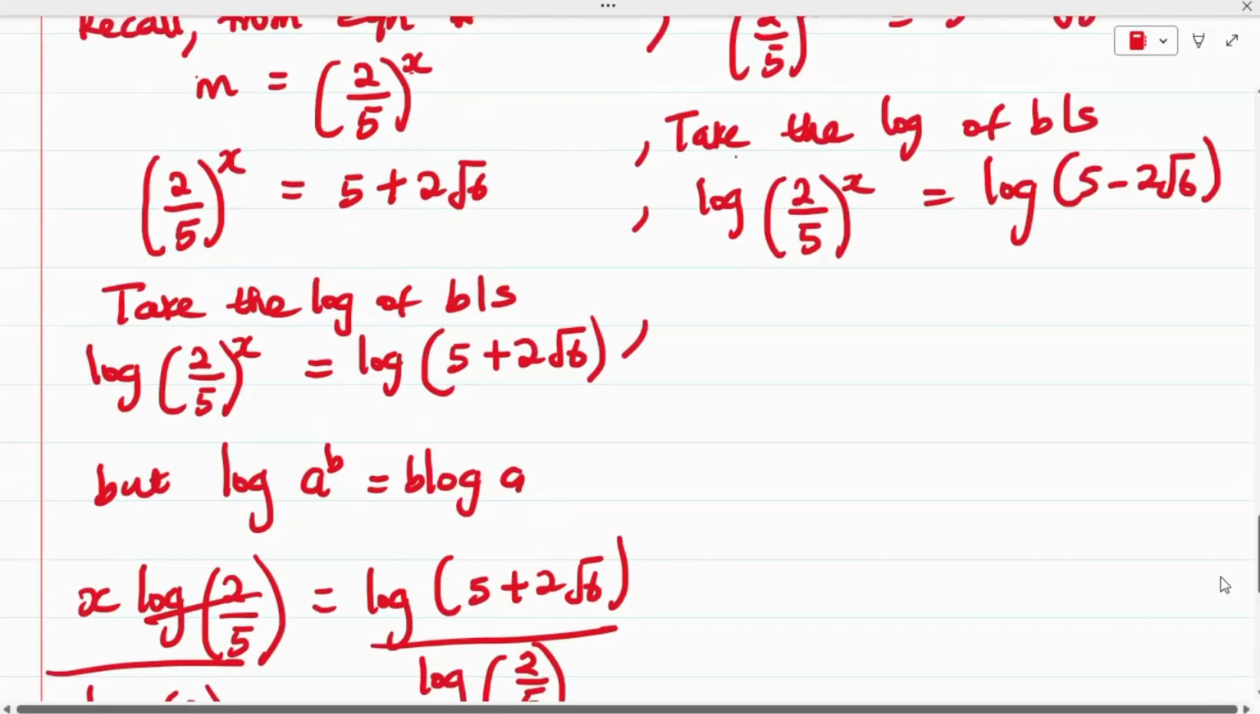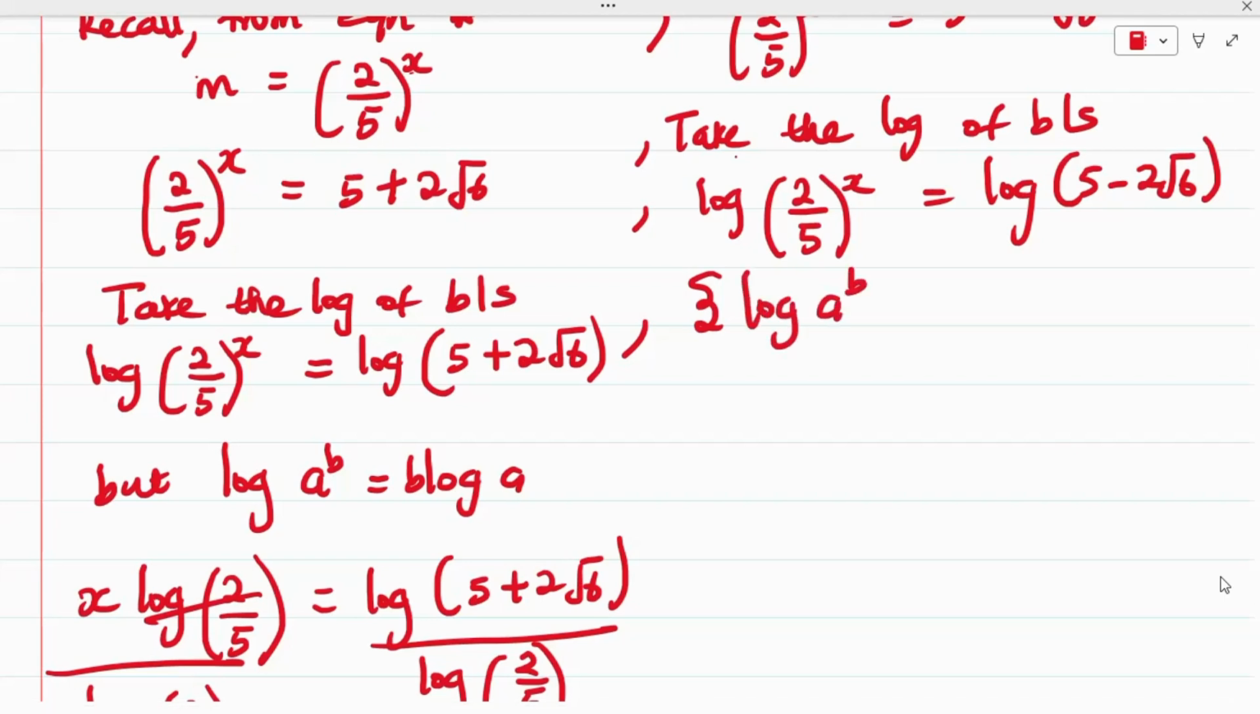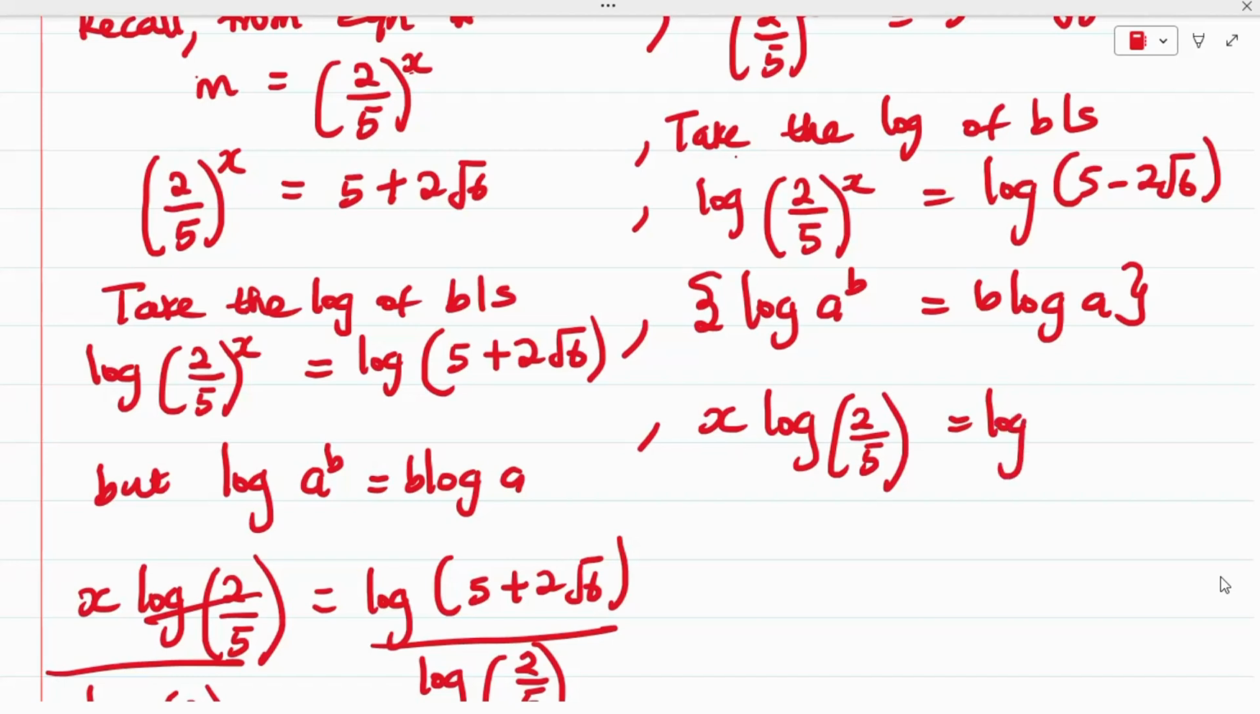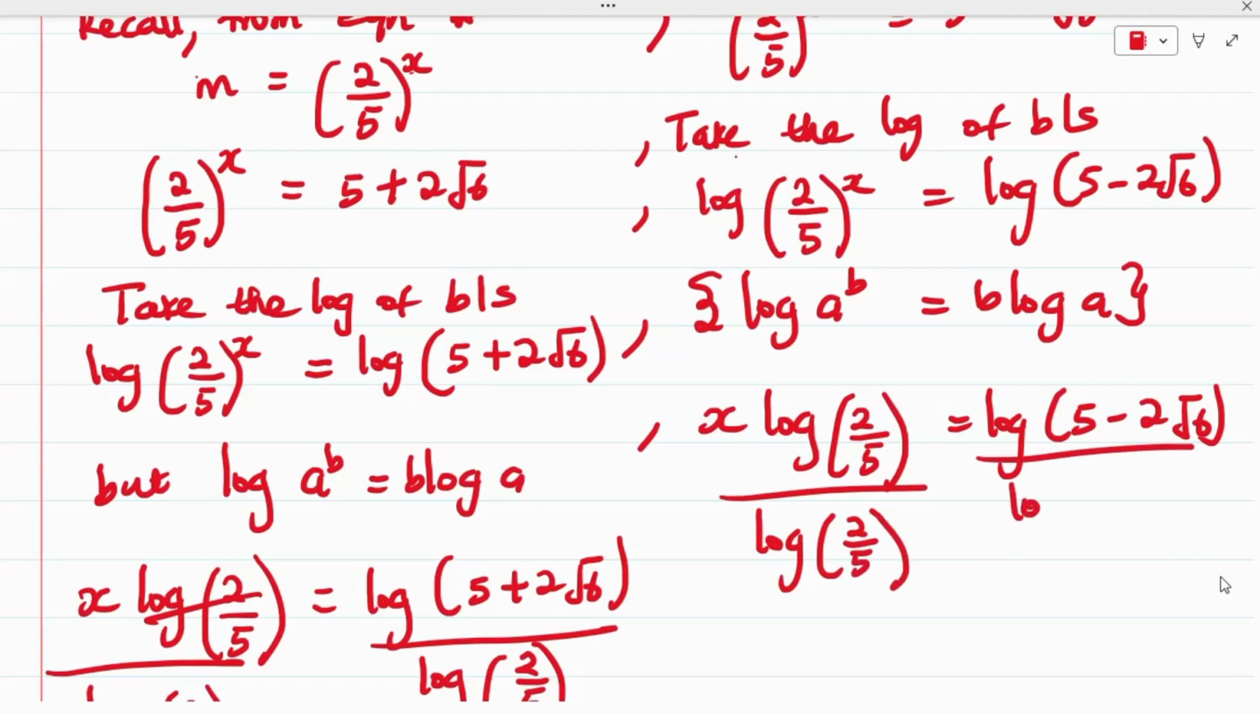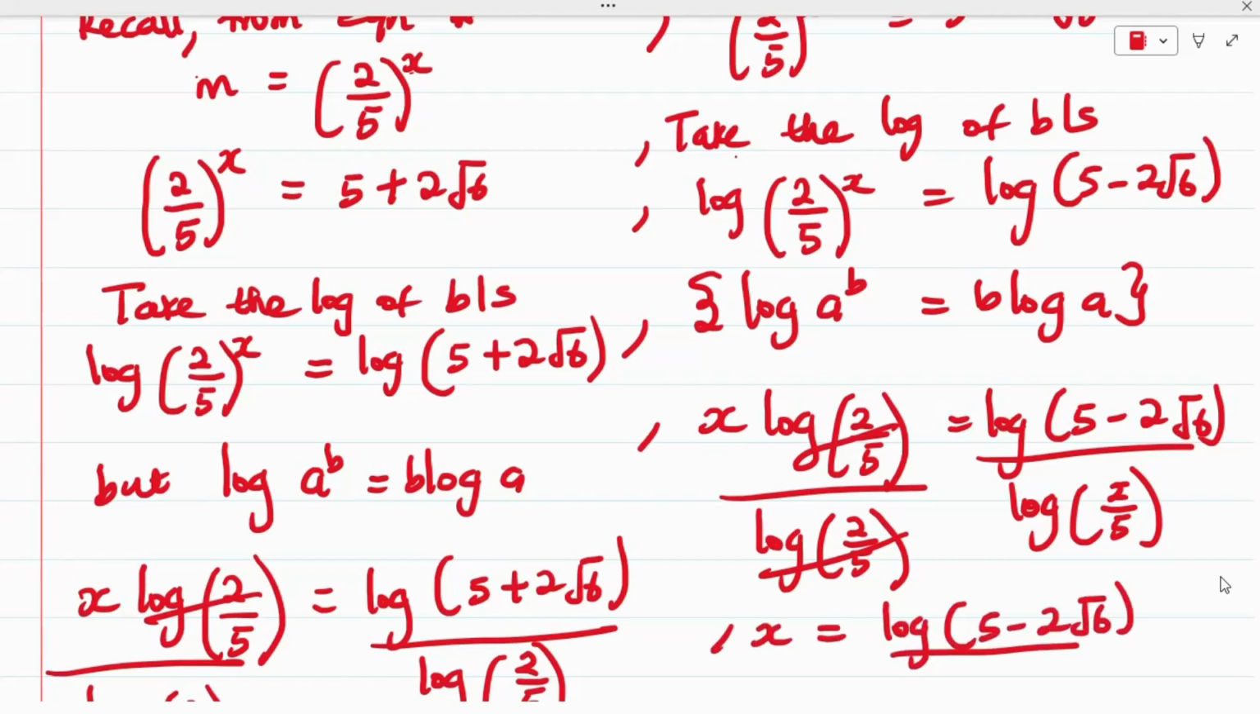So from here, if we apply this logarithmic property that says if we have log a raised to the power of b, this is equal to b log a. So applying this property, we have x multiplied by log 2 over 5 is equal to log 5 minus 2 root 6. So divide both sides by log 2 over 5 to isolate x right here. So doing that, we cancel out this, and we have that x is equal to log 5 minus 2 root 6 divided by log 2 over 5.